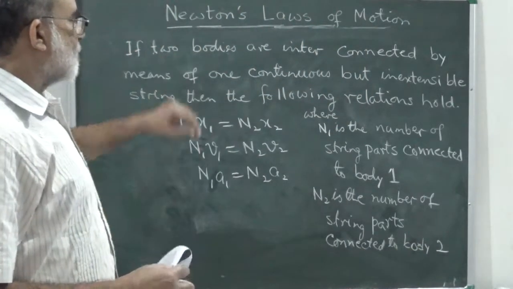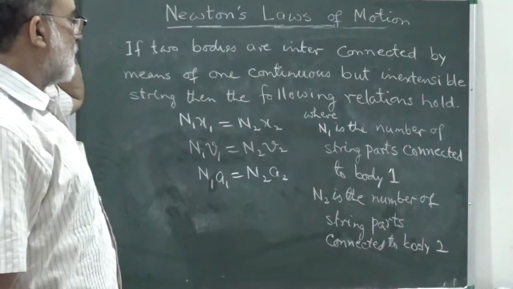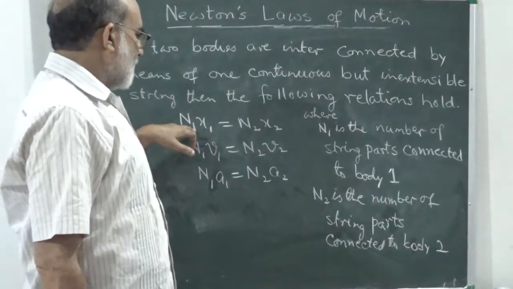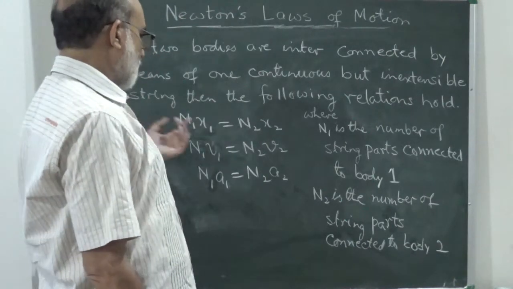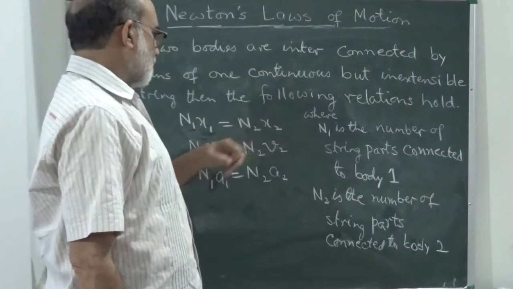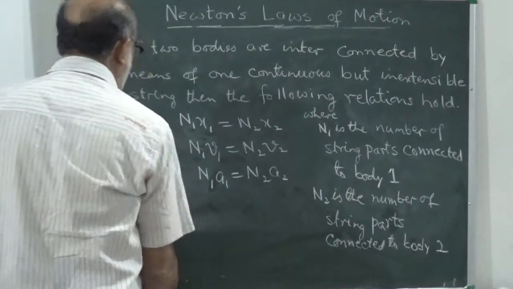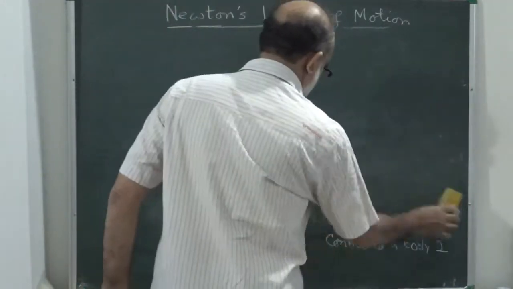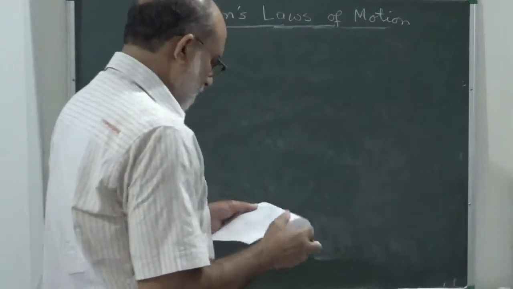So this is a general rule: if the bodies are connected by one control string, then N1 times x1 is equal to N2 times x2, where x1 is the distance of the first body from the fixed point and x2 is the distance of the second body from that fixed point. Using this relationship, the problem becomes easier to solve. Just count the number of parts of the string connected to each body and simply write the equation.